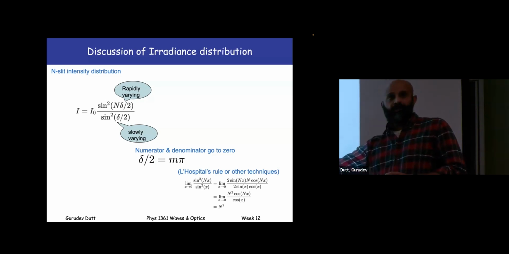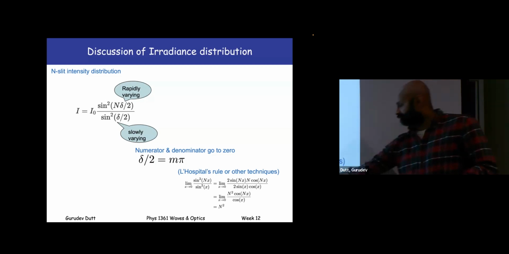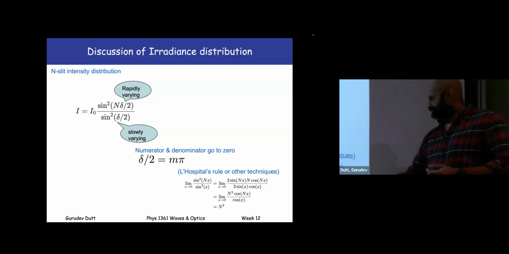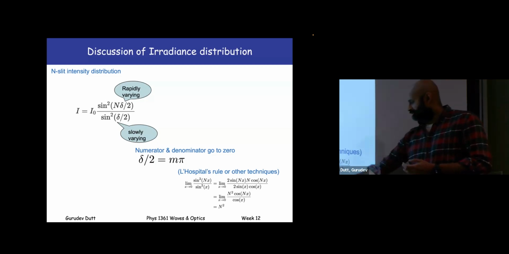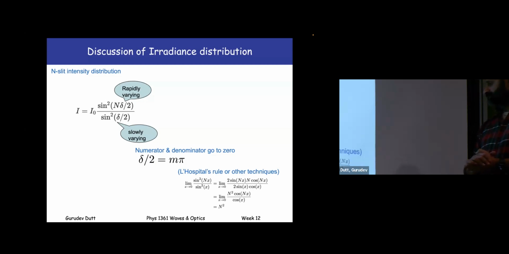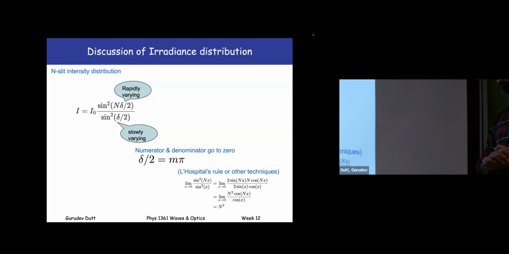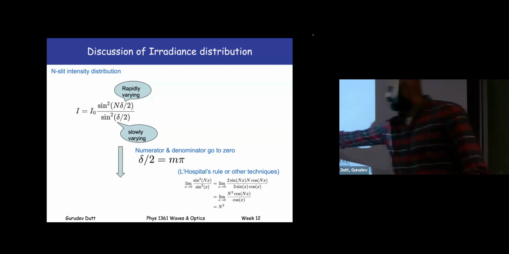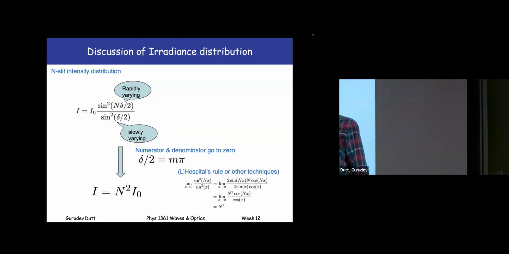So limit x going to 0, then by L'Hopital's rule, I differentiate the numerator and the denominator. Differentiate the numerator, I get that. Differentiate the denominator, I get that. And now I can just set x going to 0. I will get this function over here, n squared cosine nx divided by cosine x, and therefore I get n squared. So we see that as delta over 2 goes to m pi, the intensity now goes as n squared times I naught.